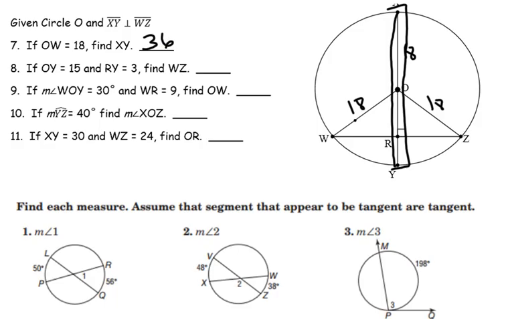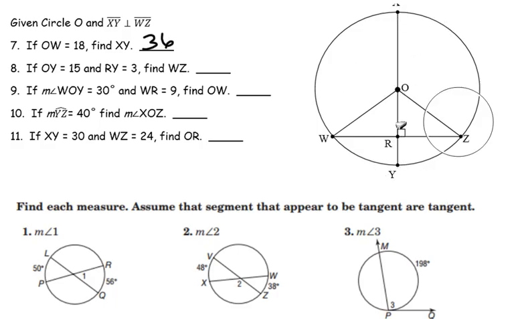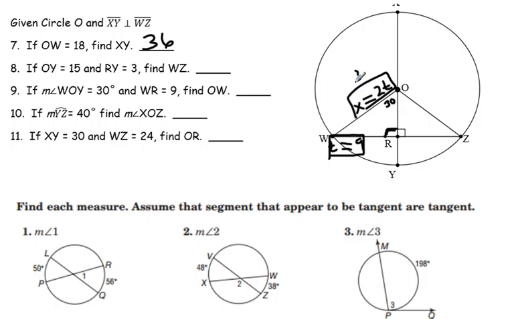Number 9. The measure of WOY is 30. And WR is 9. Find OW. Well, we have a special right triangle, a 30, 60, 90. Opposite the 30 is T, and we want opposite the 90, which is 2T. So if T equals 9, then 2T equals 2 times 9, which is 18.